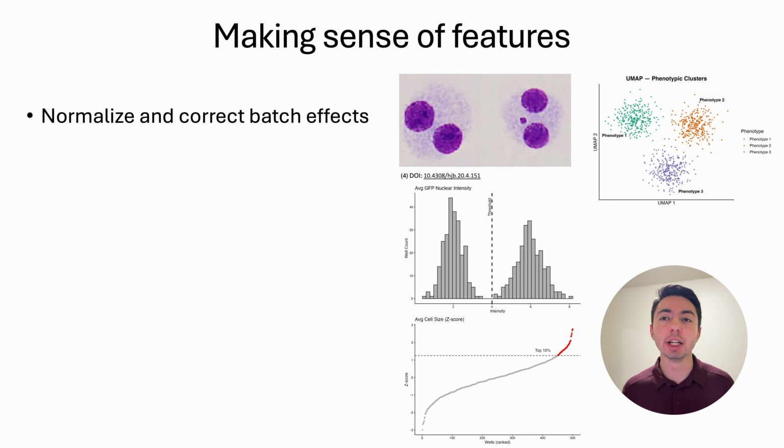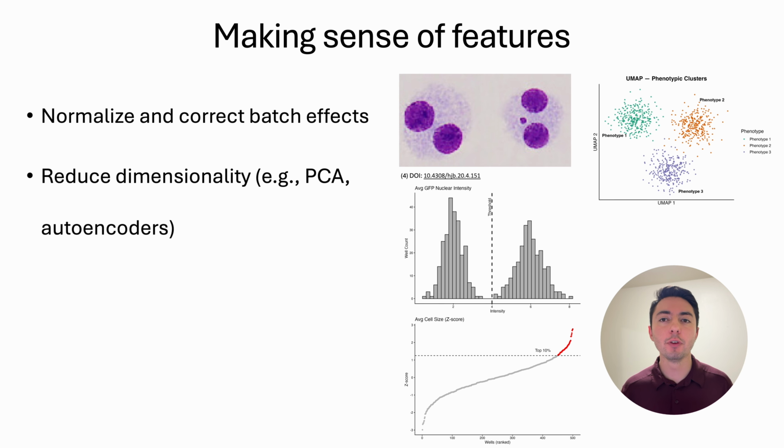Keeping that in mind, to get to biological insight, we typically go through a few key steps. First, we normalize the data and correct for batch effects so that measurements are comparable across plates and experiments. As I mentioned earlier, this is where per-plate controls become extremely important. They help account for noise as well as positional biases that can occur across a plate.